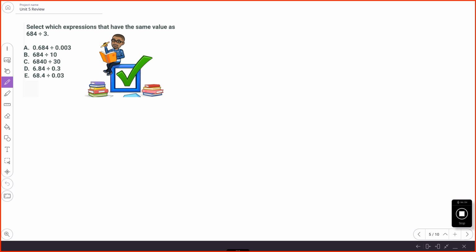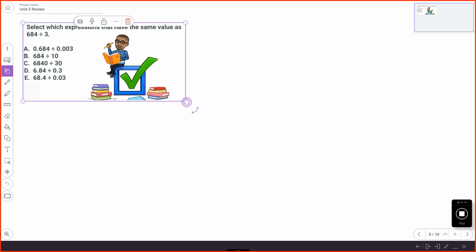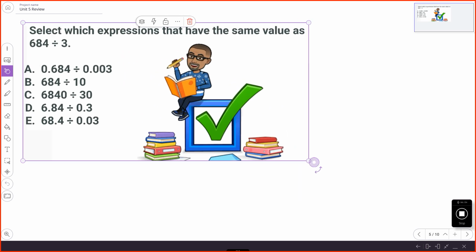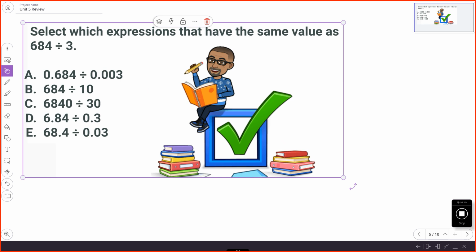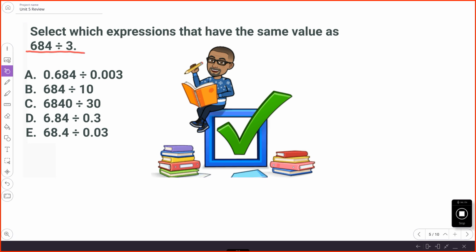All right, select the expressions that have the same value as. Okay, now don't let them trick you. We did this yesterday, kind of. You don't have to answer this question. You don't have to actually do the math. It's all about where they place the decimals, remember? So we're playing a decimal game right now. We're trying to figure out whether or not this is going to be equal to any one of these other ones.